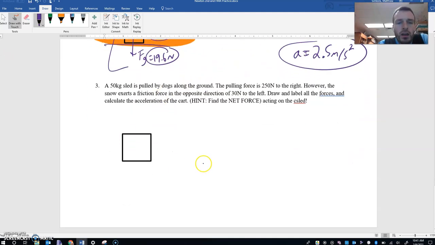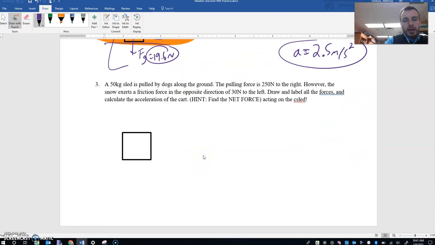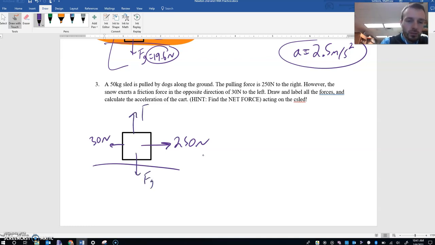Last one. A 50 kilogram sled is pulled by dogs along the ground. All right, the pulling force is 250 newtons to the right. However, the snow exerts a friction force in the opposite direction. So it's kind of like dragging along the snow of 30 newtons to the left. And of course, we have the force of gravity down. We have the normal force up. Sorry, it's not floating off the ground. I don't know why I drew my line like that. There it is. And so let's label everything.